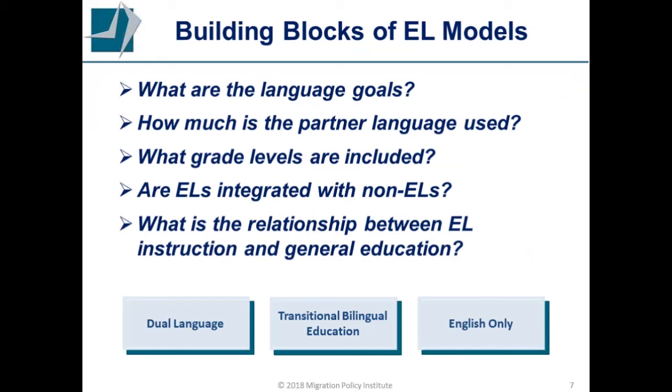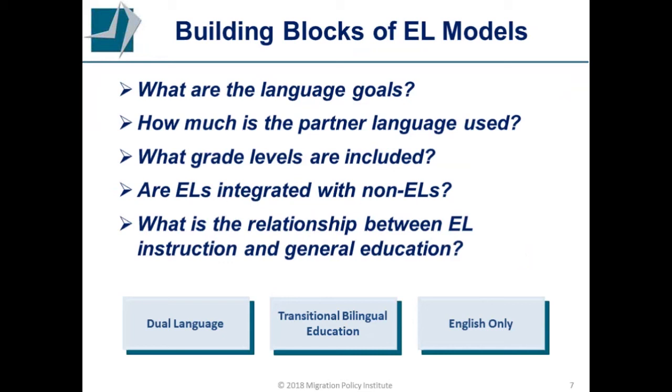The fundamental difference between them is in the goals for developing a partner language and how much that language is used relative to English. Dual language programs use a partner language like Spanish or Chinese for at least half of instruction for at least 5 years.